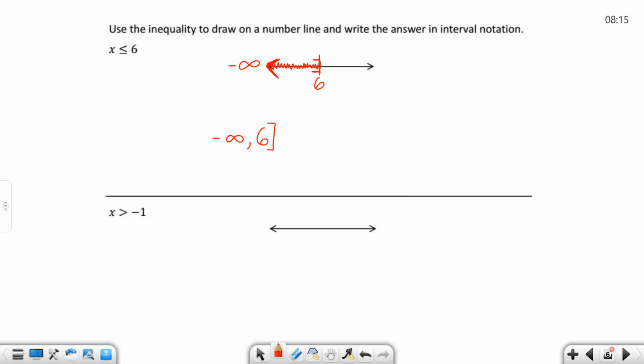So if you remember, if you do not include the number, which infinity is not really a number, but if you do not include the value that's there, you put a parenthesis. Infinity and negative infinity can never be included since they're not a number. So we have to put parentheses on it every time. Every time you have an infinity or negative infinity, you put a parenthesis around it.